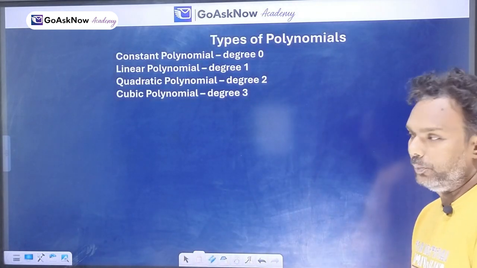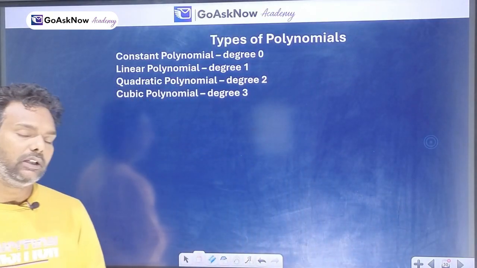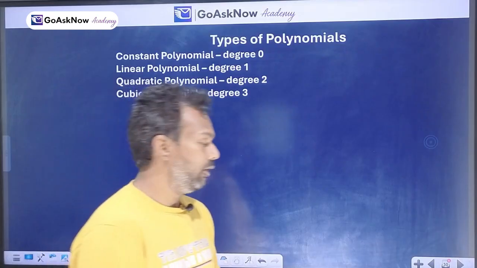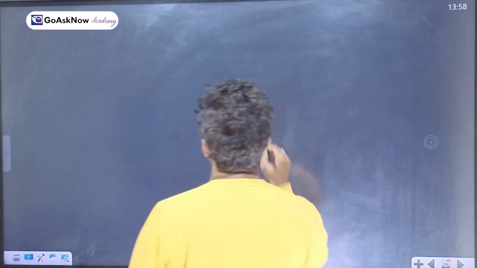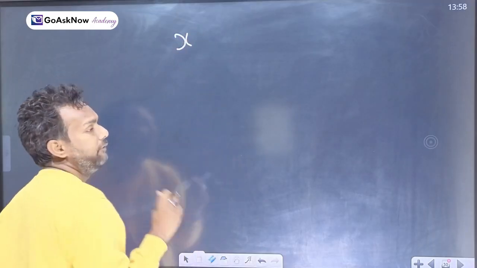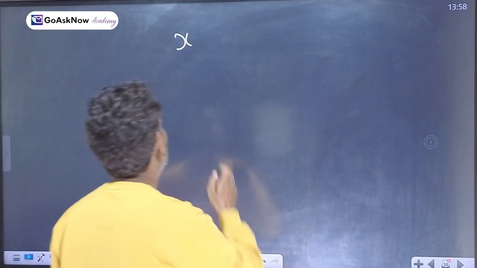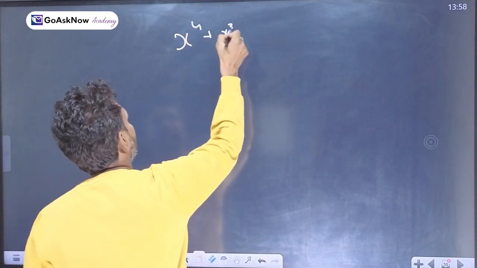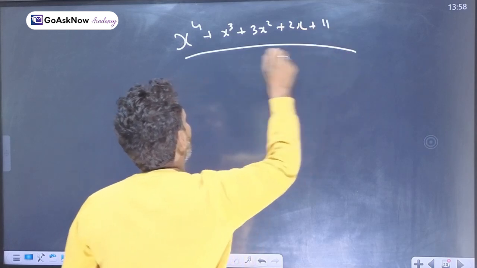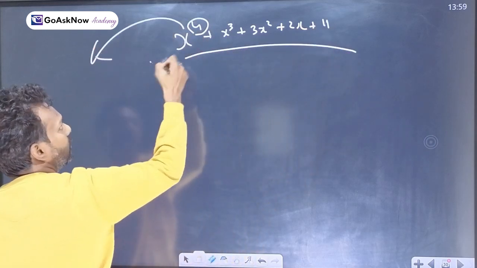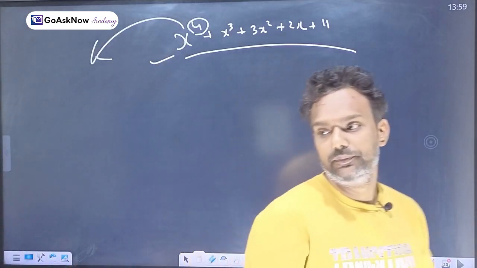Now, types of polynomials. First of all, we will see what the degree of a polynomial is. The maximum power of the variable present in a polynomial is known as the degree of the polynomial. In x to the 4 plus x cubed plus 3x squared plus 2x plus 11, the degree of the polynomial is 4. The maximum power raised to the variable is the degree of the polynomial.